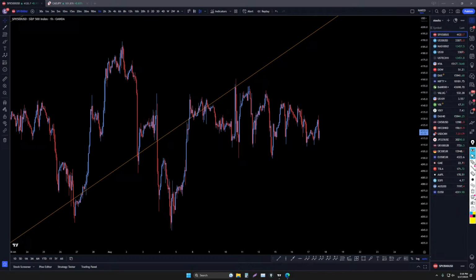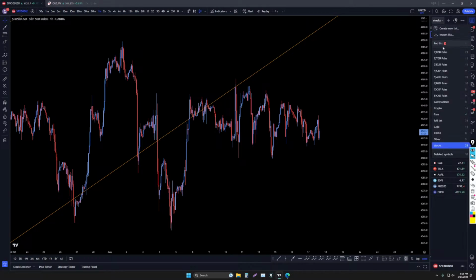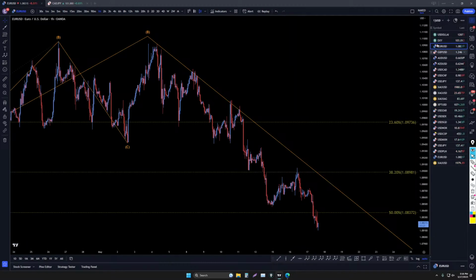Let's see. What do we got here? I don't see any more requests, so we can circle back to the dollar pairs and see if there's anything changed on the dollar.